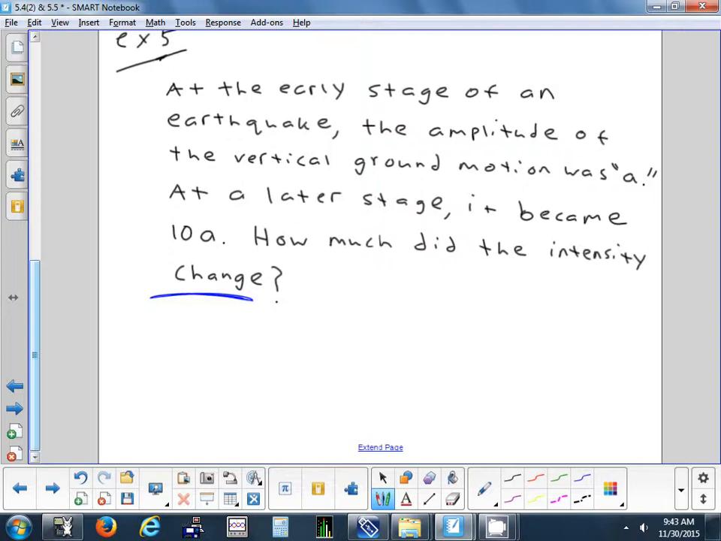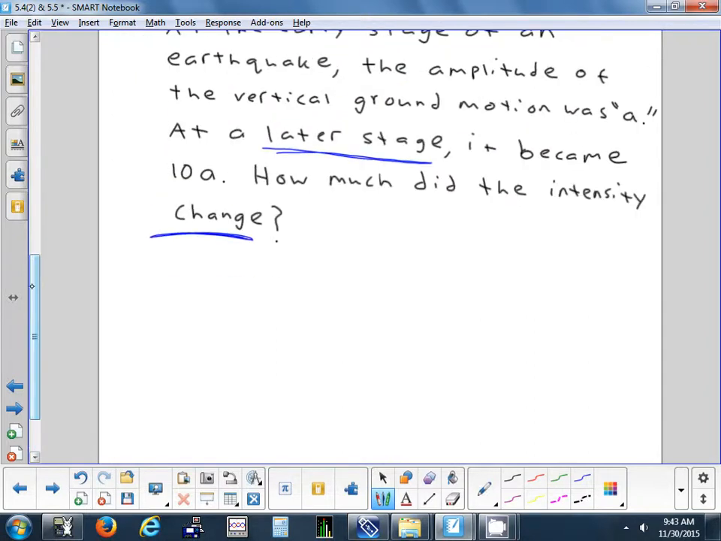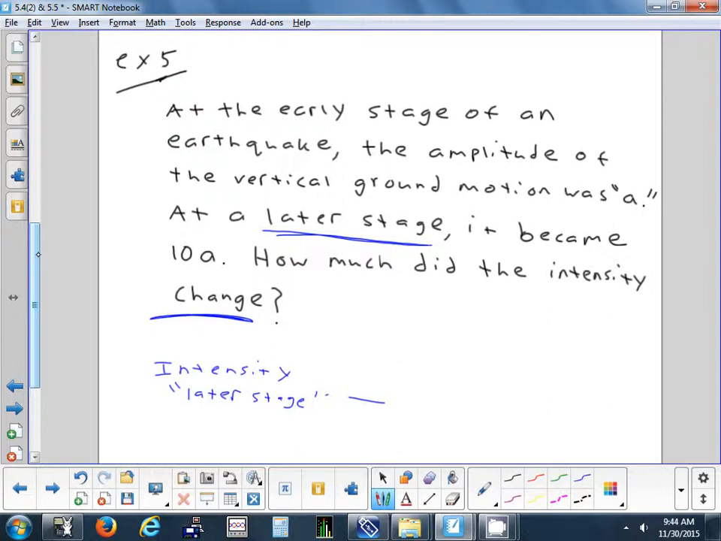Usually we subtract the more recent, okay? Or we'll say at a later time minus the earlier time. Like earlier today it was 20, later today it's 30. We do 30 minus 20, tells us it went up 10 degrees in temperature, right? So we'll find intensity, we'll call it at a later stage, minus intensity, we'll call it early stage.